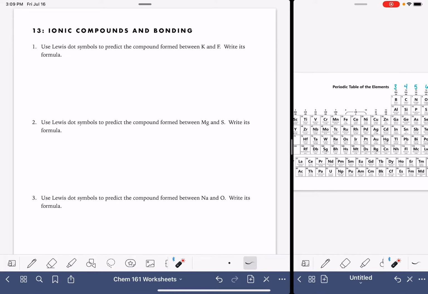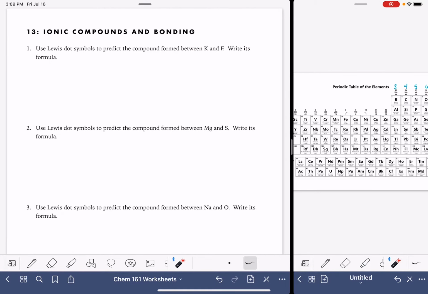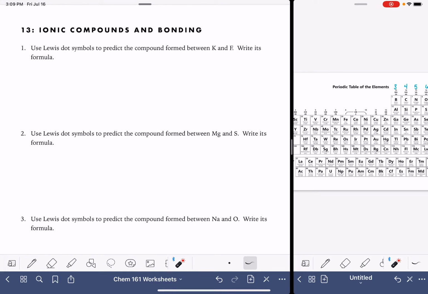One of the things we do with Lewis dot symbols is use them to help us predict the way two elements will come together and bond. And that's what we're going to be working on this worksheet. So first question, we want to predict the compound that's formed between potassium and fluorine.